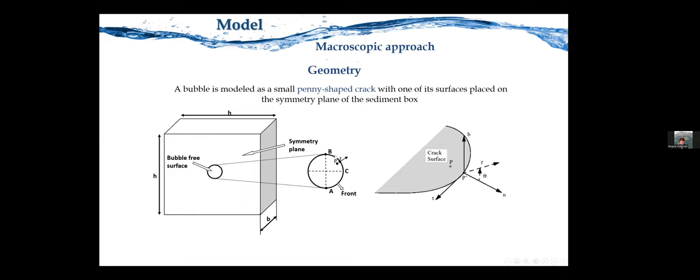This is the modeling geometry, where the initial bubble seed is modeled as a small penny-shaped crack, this one, with one of its surfaces placed on the symmetry plane of the sediment box. This is the sediment box. Here you can see a 2D view of this crack. This is the crack front, this is the bubble tail, bubble head, bubble equator, and this is a 3D view of the setup. So this is the geometry.